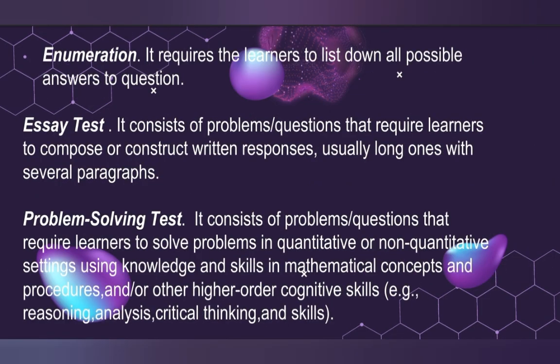Next, enumeration. It requires the learners to list down all possible answers to a question. Example for this is the matching type. Essay test. It consists of questions that require learners to compose or construct written responses, usually long ones with several paragraphs. Essay test requires the students to see the significance and meaning of what we know. It tests our knowledge and understanding of the subject and the skill in reading and writing.